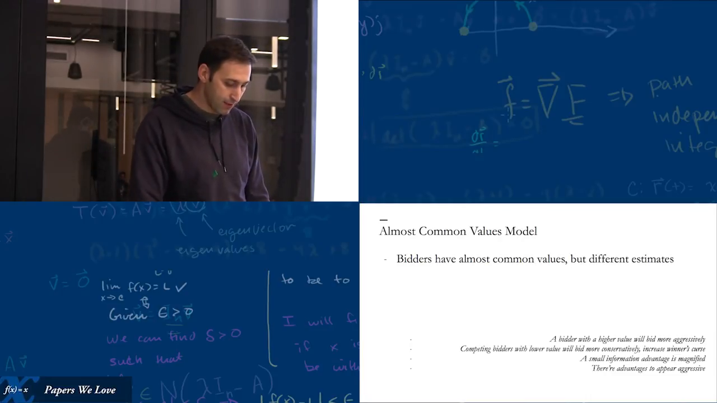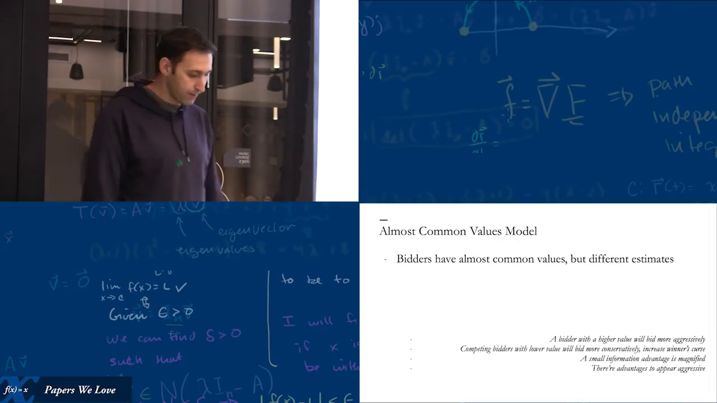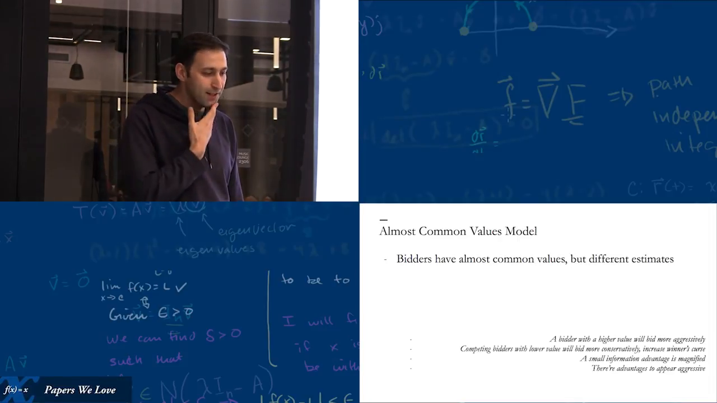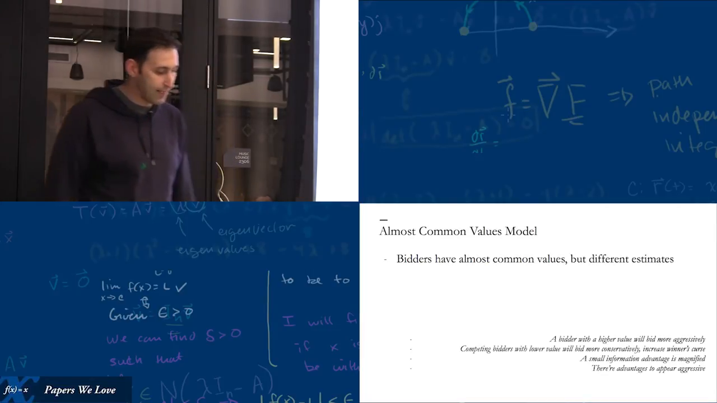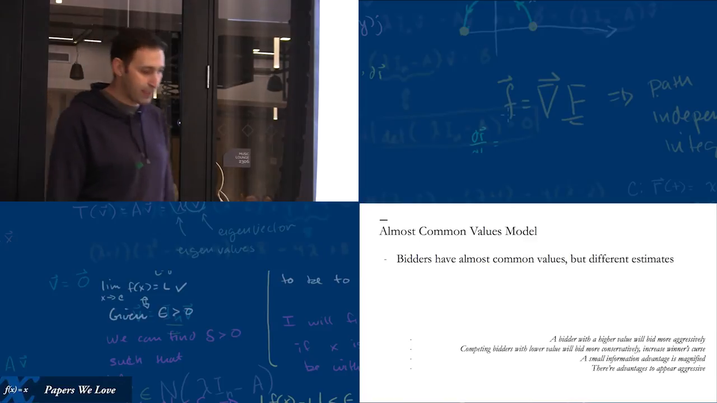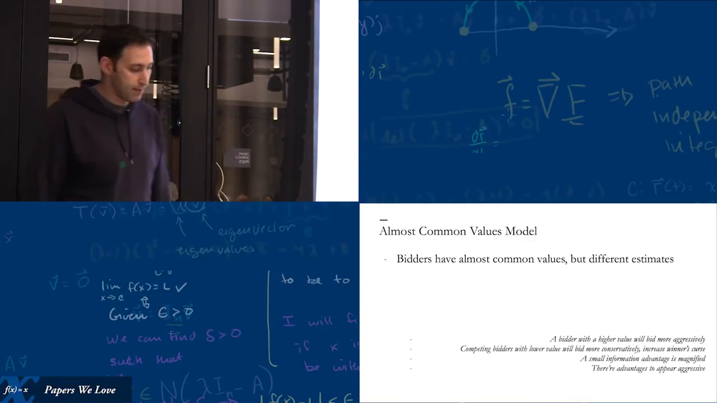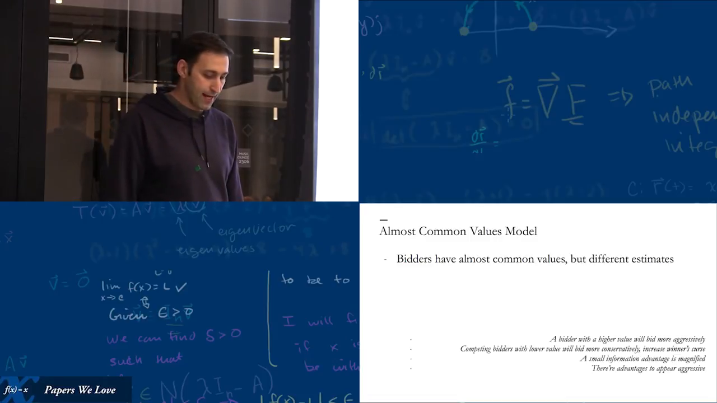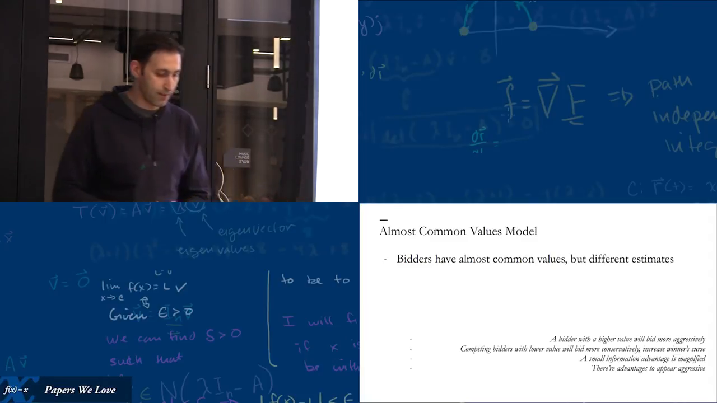And then finally, there's the almost common values model. This is a model that has some interesting precedent. There was a case in the LA license of a spectrum auction, a radio spectrum auction, and all the bidders assumed that the spectrum had the same value to all of them, but however it was not true.